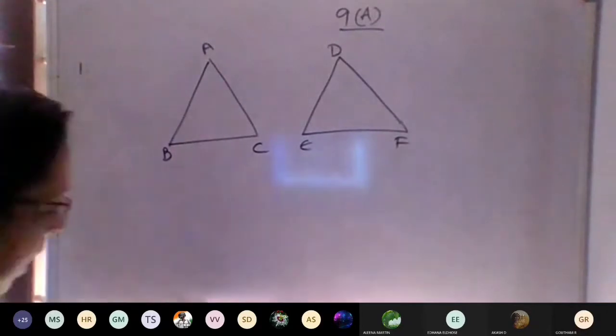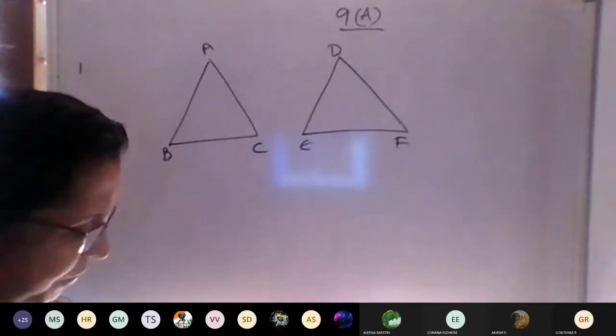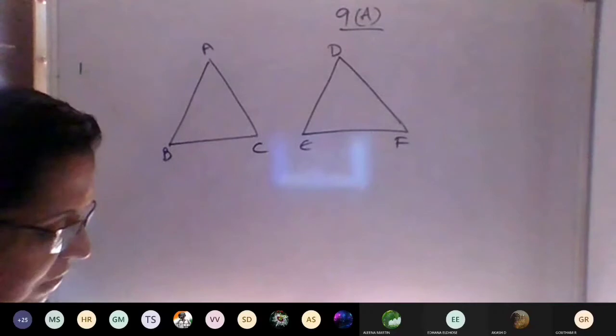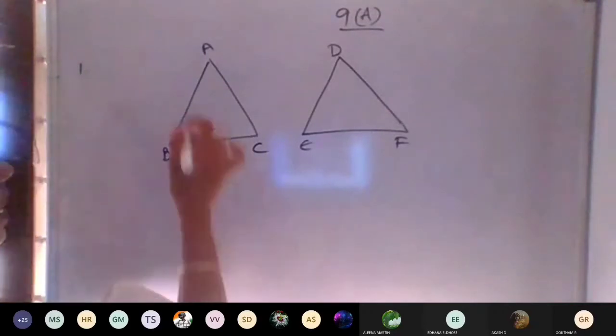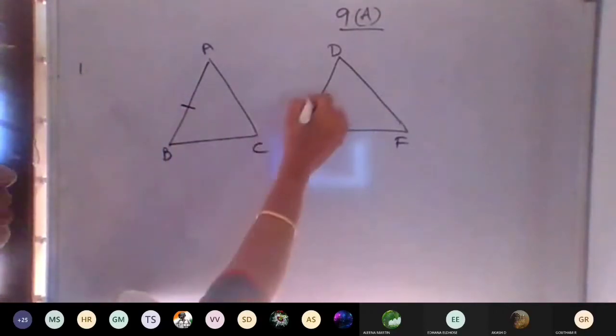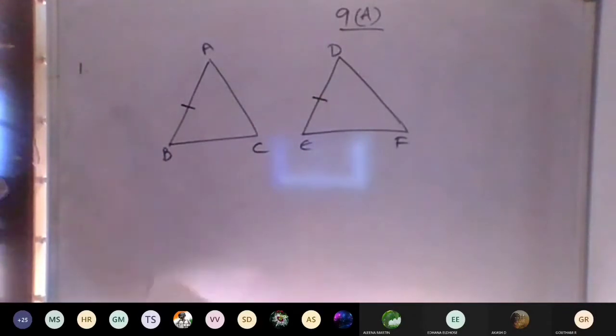A small figure is enough. ABC and DEF. Given what? AB is equal to DE. So what do we have to write? AB is equal to DE. Draw one line. That means the two are equal. Then BC is equal to EF.